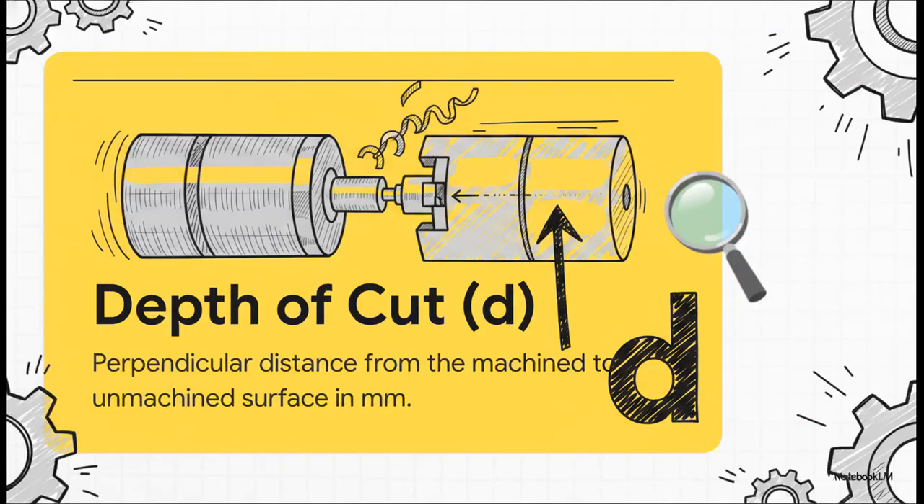Okay, our final core parameter is the depth of cut, or simply D. This one is super tactile. It's the perpendicular distance measured straight from the newly machined surface to the old unmachined surface of the workpiece. Put simply, it's exactly how deep the tool bites into the metal on a single pass.